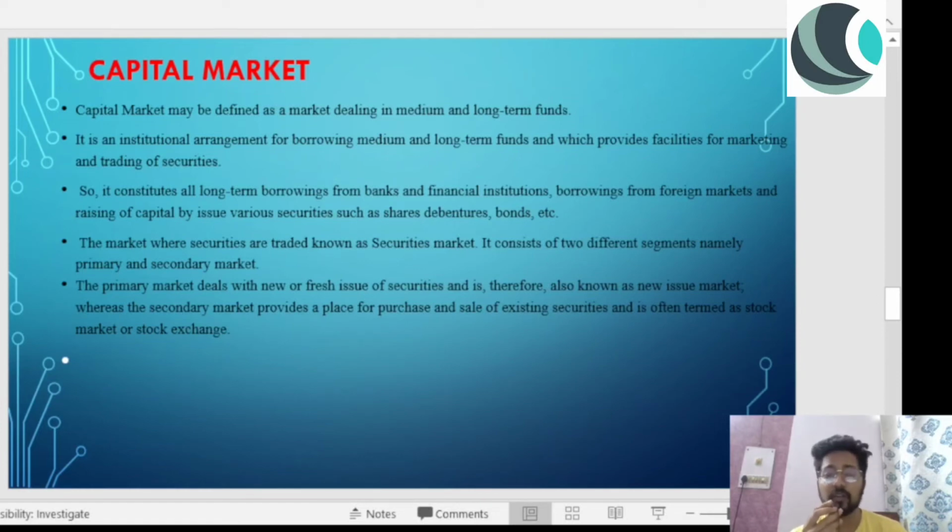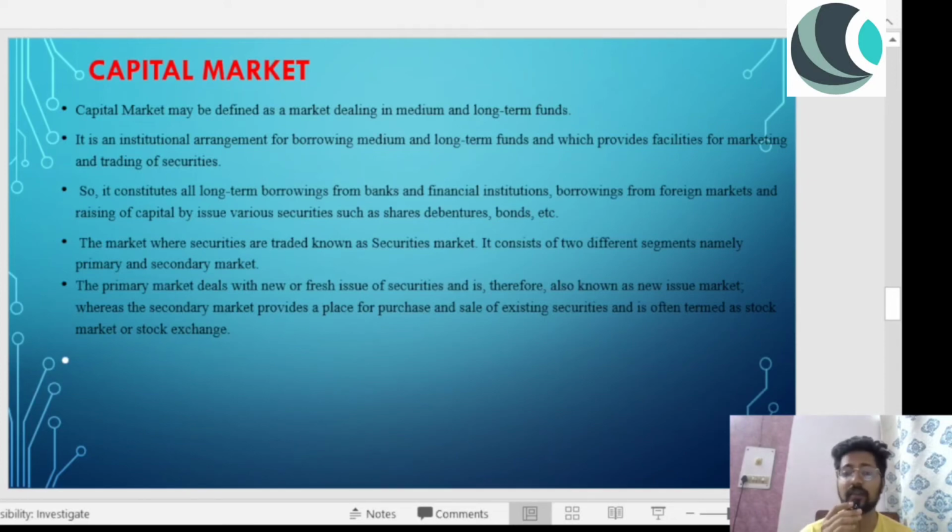The market where securities are traded is known as security markets, and it consists of two different segments, namely primary and secondary market. The primary market deals with new or fresh issue of securities and is therefore known as new issue market, whereas the secondary market provides a place for purchase and sale of existing securities, and it is often termed as stock market or stock exchange.